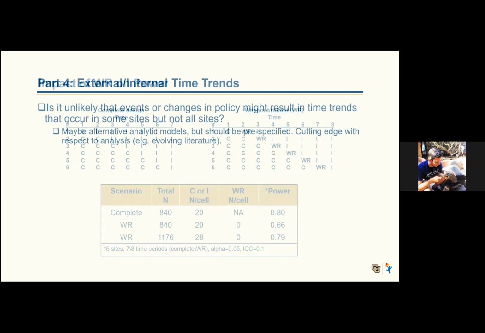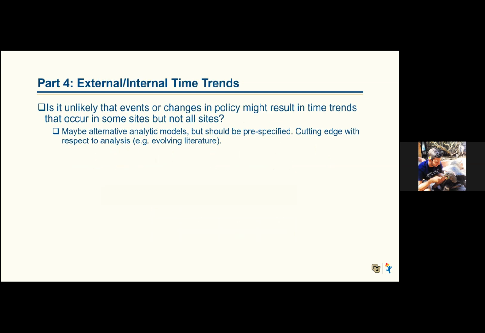And then the fourth part of the checklist: what is the likelihood that there are events or changes in policy that might occur at some sites, but not other sites? There are some proposed alternative analytical models for doing this, but they would need to be pre-specified, and it's going to make the analysis much more difficult. And the literature on this is really evolving at this point.